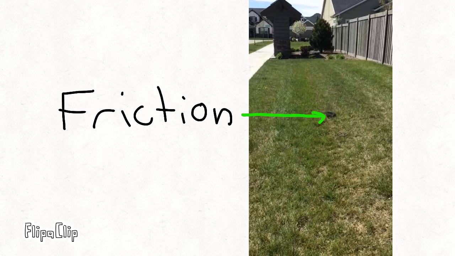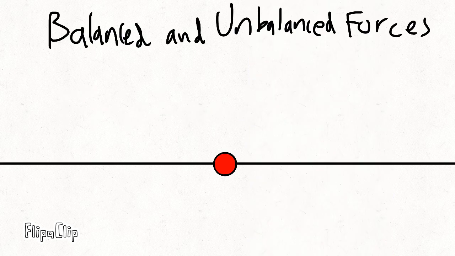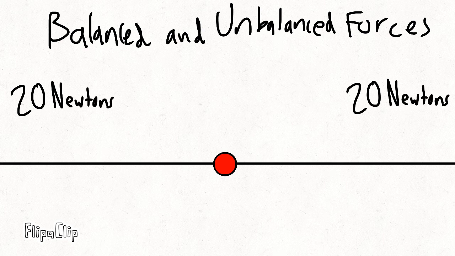When the book hit the ground, it was so quick that our pathetic human eyes couldn't see it, but there was a quick moment when the book hit the ground that the two forces acted against each other and created friction. Balanced and unbalanced forces deal with measurements of force. You'll need to use newtons. Newtons are just a basic measurement of force.